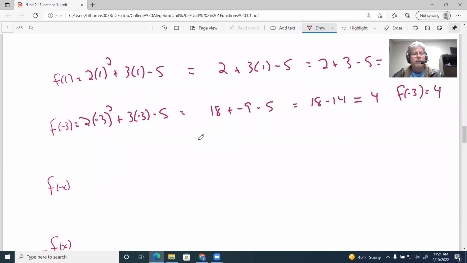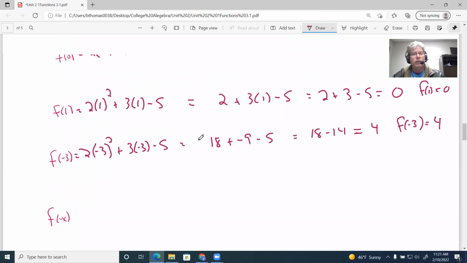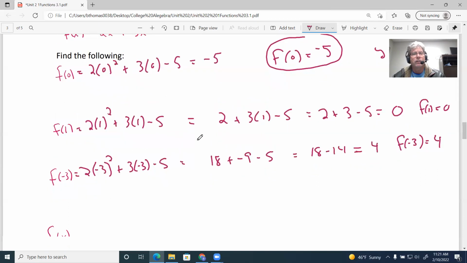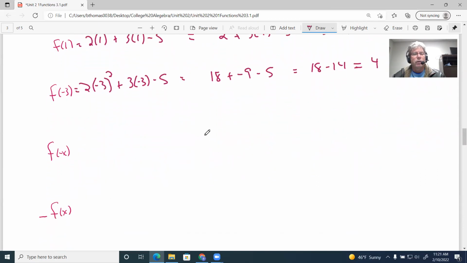So if I want to evaluate f of negative x, notice now we're not going to actually get a number. We're going to replace x with a negative x now. So this is now going to be then 2 times negative x squared plus 3 times negative x. And then we have this minus 5. So here we're just simplifying is all we really can do. We really can't actually get a number here because we didn't replace x with a number. We replaced it with a negative x.